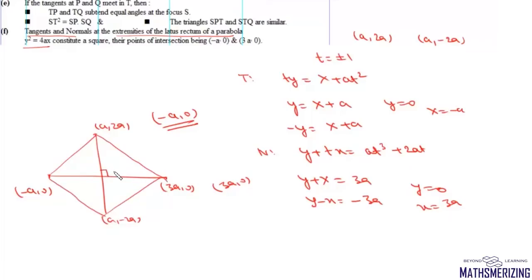Now the diagonals are perpendicular and the length of the two diagonals is 4a. So this clearly illustrates that these tangents and normals form a square, and their points of intersection are (minus a, 0) and (3a, 0).